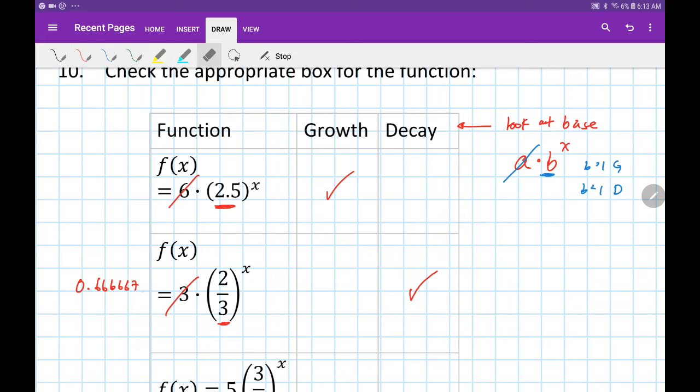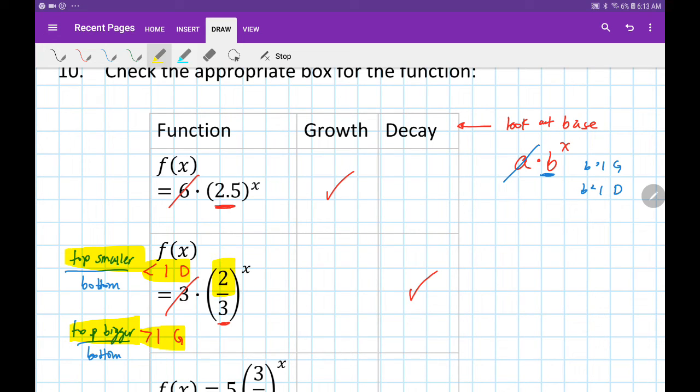The other way you can tell with fractions, if you're not sure, is if the top is smaller than the bottom, then that's going to be less than 1. However, if the top is bigger than the bottom, then that's going to be greater than 1. So this would be a growth situation. This would be a decay situation. If the top is bigger, it's growth. In this case, my numerator was smaller than the denominator, so I know that it's going to be decay.